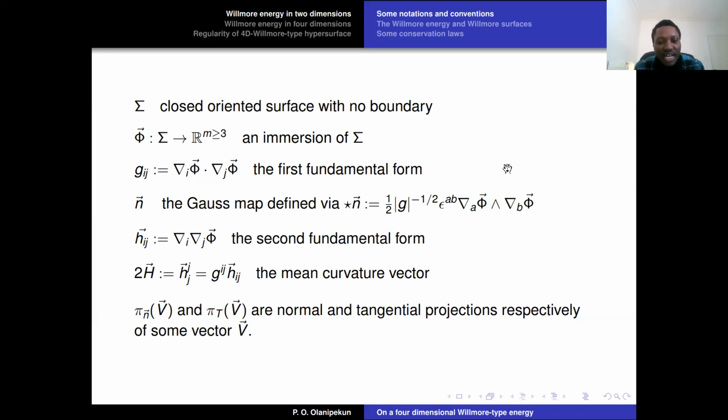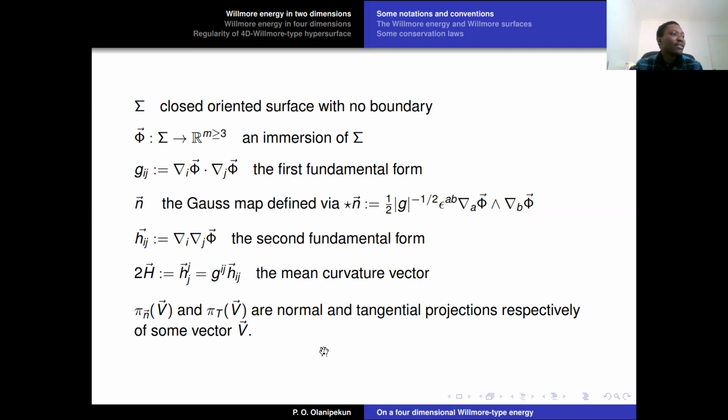And then g will be the first fundamental form, and n will be the Gauss map, which can be defined via its Hodge star this way. So this epsilon AB here is just a Levi-Civita symbol, which picks up a minus sign any time you exchange 2 indices. And then, of course, h is the second fundamental form. It's the derivative of our immersion. And capital H will represent the mean curvature vector. It's just the trace of the second fundamental form. Well, for us, in 2D, it's like half of the trace of the second fundamental form. In 4D, it'll be 1/4 of that.